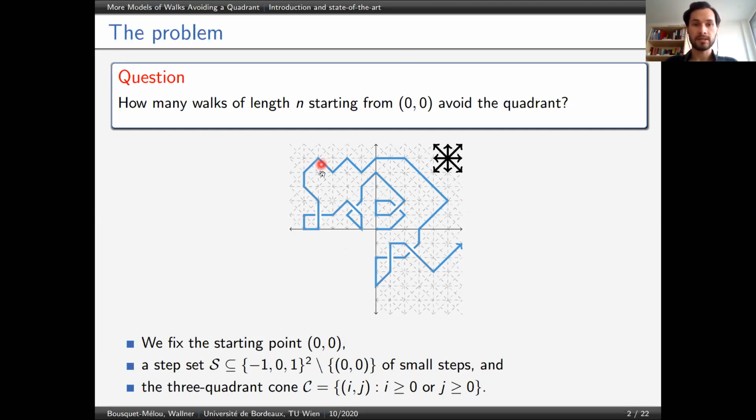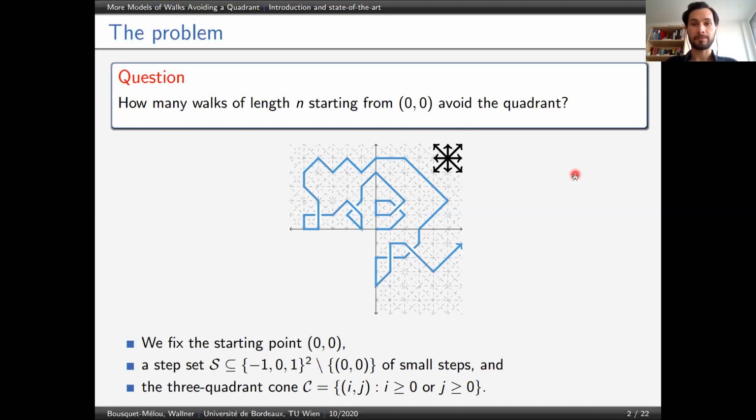Note that this is an example of a non-convex cone, and in dimension 2, all non-convex cones are basically the union of 2 half spaces, and after a linear transformation, they are equivalent to such a model. So in this talk, we're going to focus on the model where we allow all possible step sets.